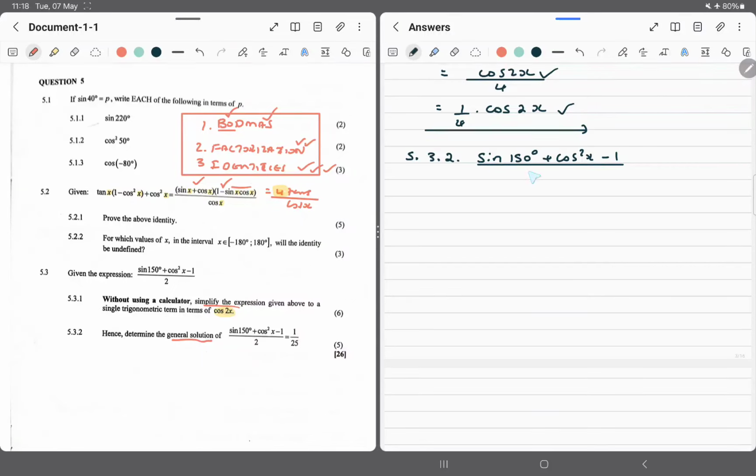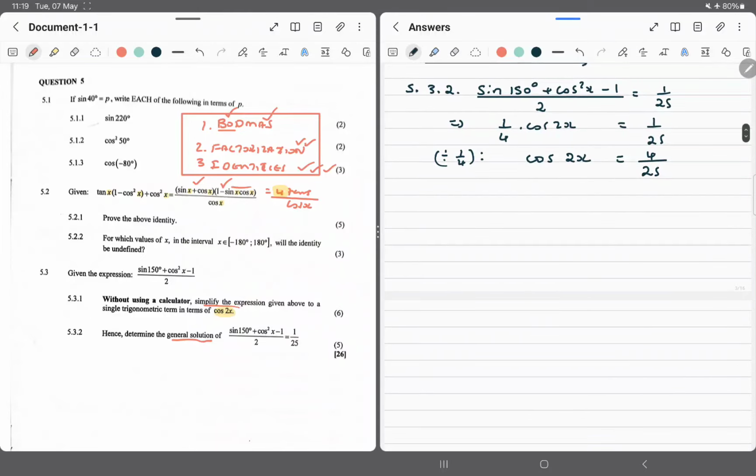All over 0. Now this implies, we know that we reduced this to just a quarter times cos 2x. This is equal to 1 over 25. Then when we divide throughout by a quarter, we get cos 2x is equal to 4 over 25. Okay. Nice and easy.